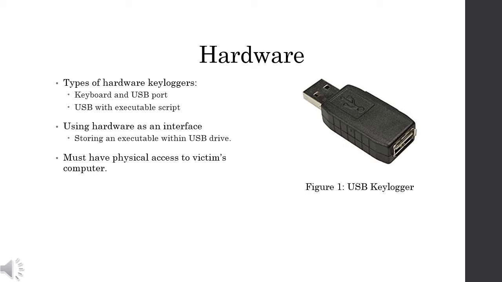As shown in the figure, they do this by having a small microcontroller that has one side connected to the keyboard and another side connected to the computer's USB port. In our case, we use a USB drive as an interface to upload a malicious executable that will run in the background. For this type of attack, the attacker needs to have physical access to the victim's computer in order to connect the USB drive and be able to leave the software running in the background discreetly.